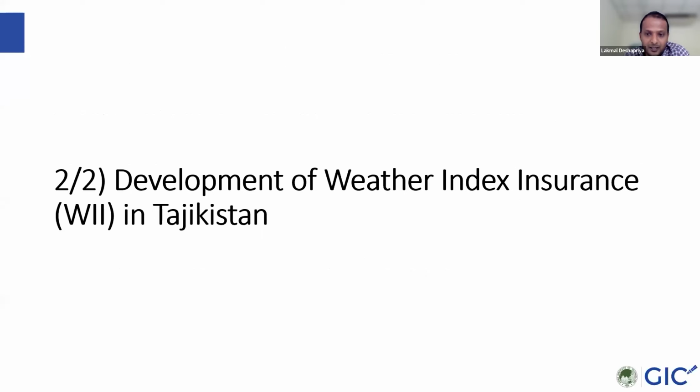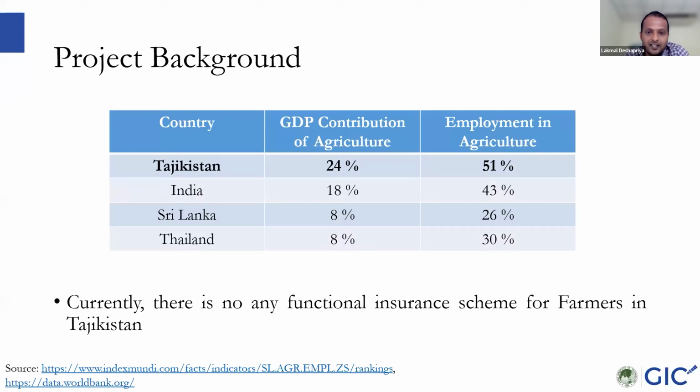So finally, I'll talk a little bit about our current ongoing project. We are working in Tajikistan. In the Tajikistan context, a quarter of their GDP is coming from the agriculture sector. That's a pretty big deal. And more than half of the employment is also in the agriculture sector. That's very high compared to other countries. But surprisingly, they don't have any agriculture insurance scheme.